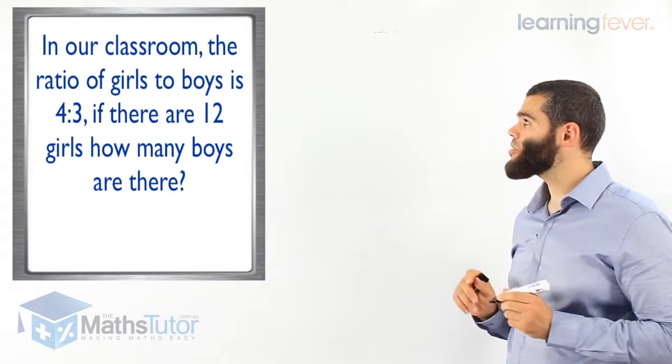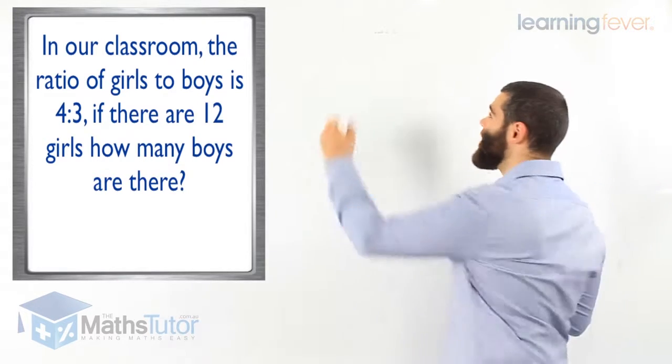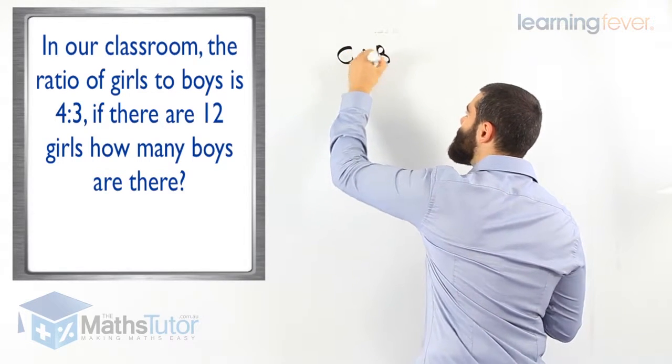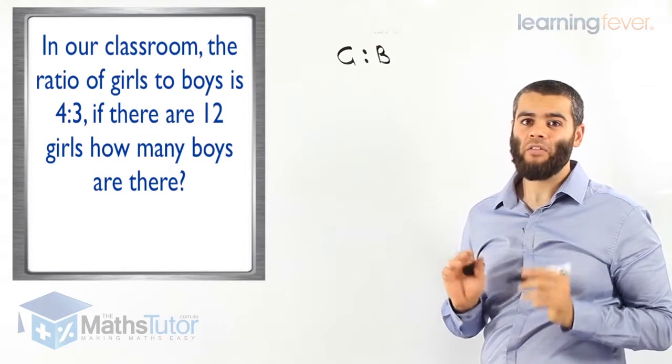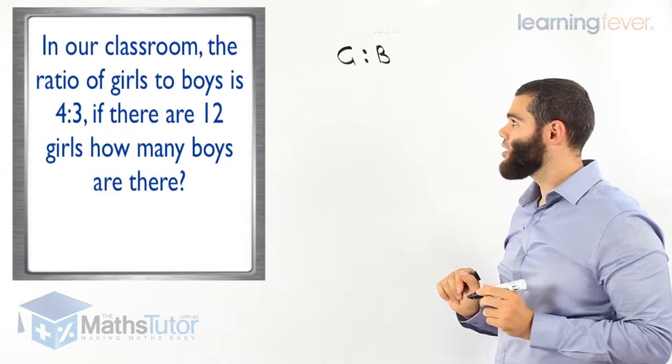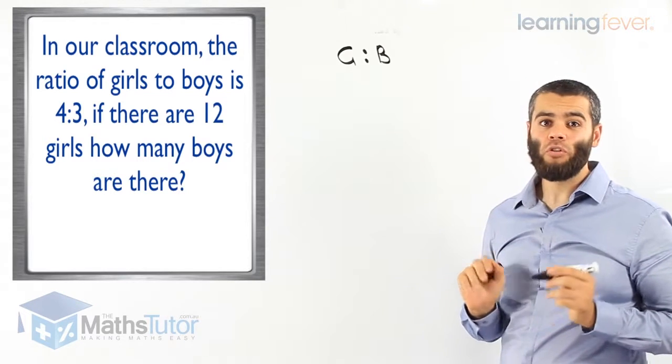In our classroom, the ratio of girls to boys. I always like to put the initials. Girls to boys. Always set it up like that. That way you won't get confused. Girls to boys in our classroom. The ratio is 4 to 3.